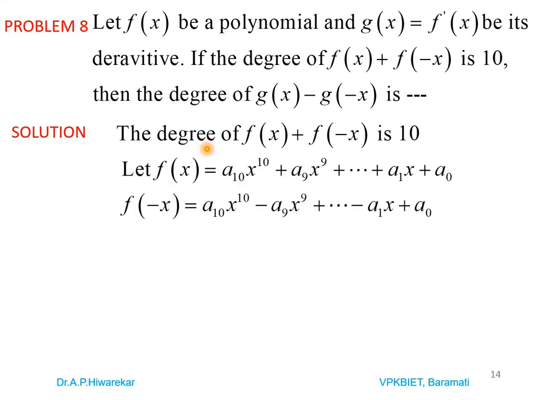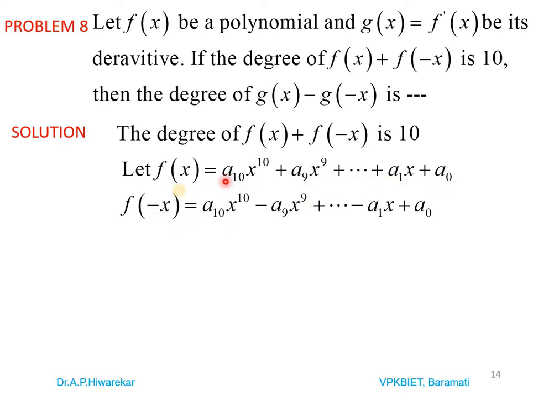So, for a while we assume, it will be better for our further calculations, f(x) as a10 into x power 10. It is a polynomial function of degree 10. That's why we are considering it like this. Plus a9 into x power 9 and so on up to a1x plus a0.